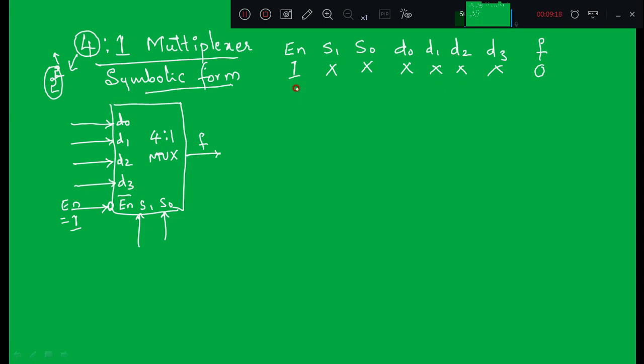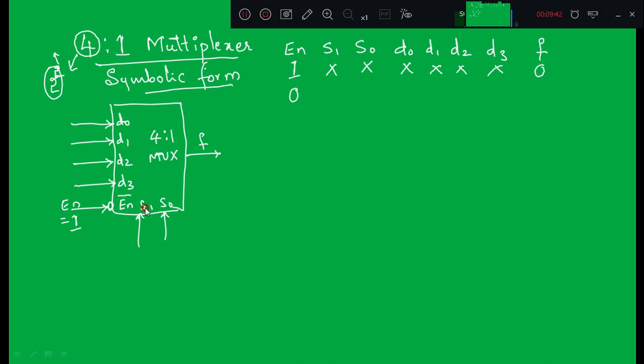Now when I make enable equal to 0, what happens? I am enabling this particular 4 is to 1 multiplexer, and now it will act as a 4 is to 1 multiplexer, right? So let me complete this truth table with enable equal to 0.